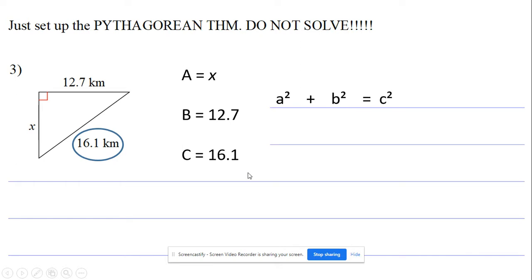And then again, A squared plus B squared equals C squared. Plug in our values for A, B, and C, and we'll get x squared plus 12.7 squared equals 16.1 squared.